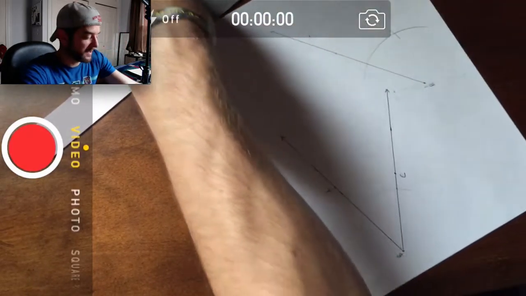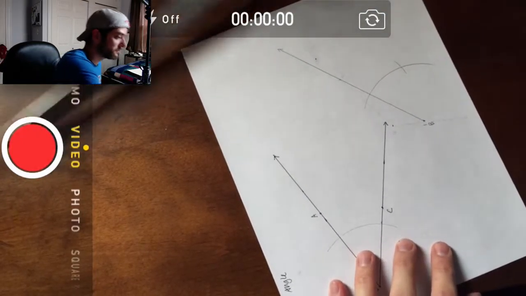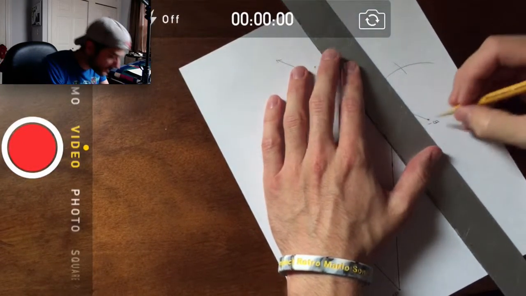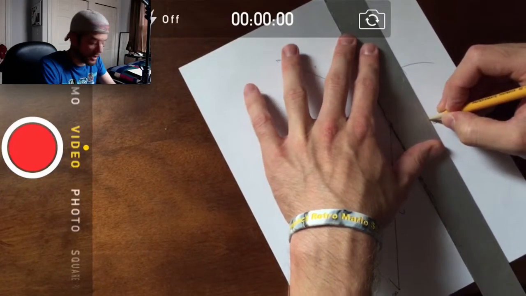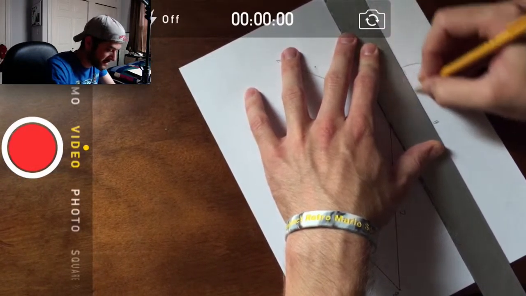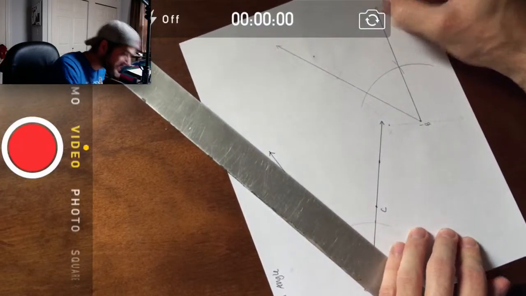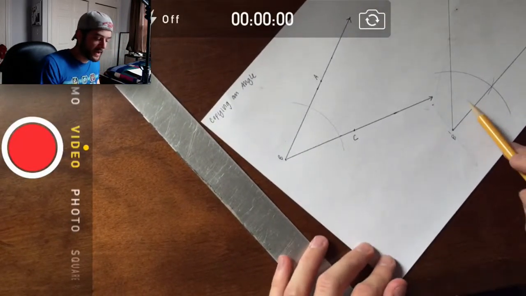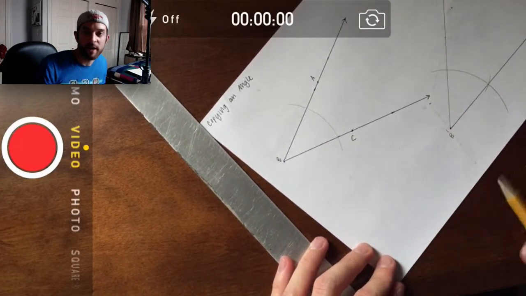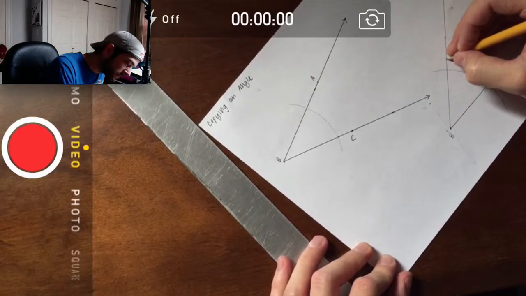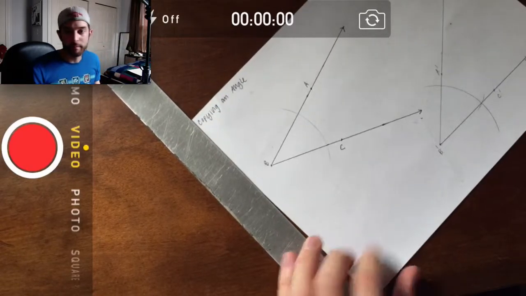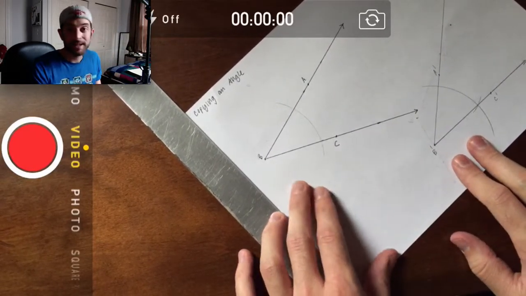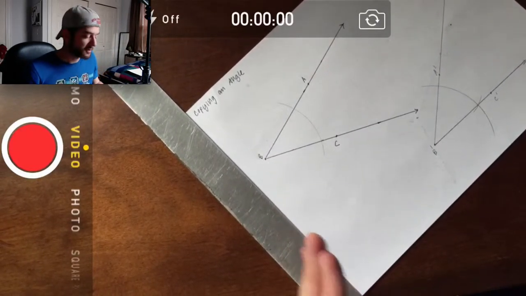So the last step I have to do is draw a line between my vertex and where those two arcs intersect. And there I have an exact copy of my original angle. And I'm going to name this A prime, B prime, C prime. So those two angles are exactly the same measure, and I did that without a protractor, with just a compass and a straight edge.